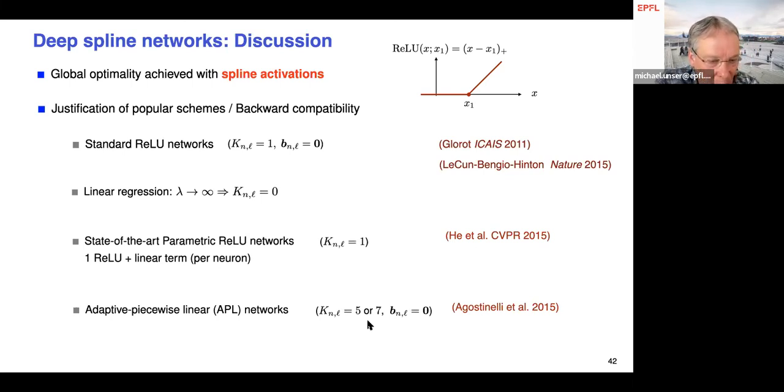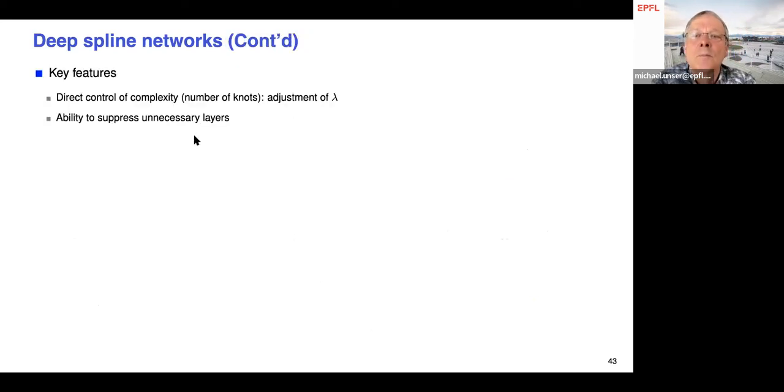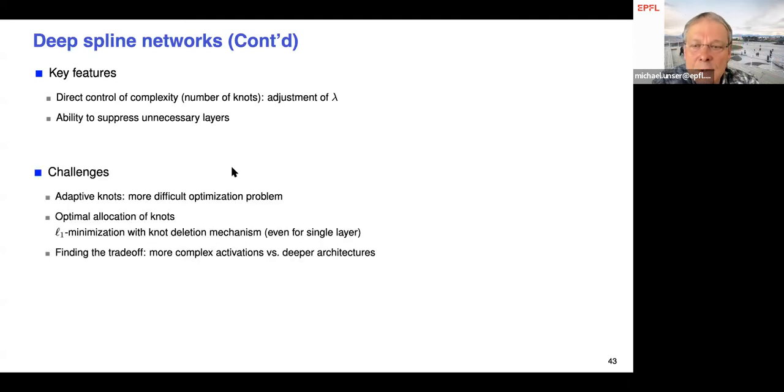And so in principle this architecture that comes out of the theorem looks to be interesting. But there are some issues here, so we need to adjust one more parameter, which is this lambda. I'm almost done. And also what's interesting with this kind of optimization is that it has the possibility of suppressing unnecessary layers, because in that case the unit becomes linear and then everything collapses. Now, of course, there are challenges, because it's a much more difficult optimization problem.